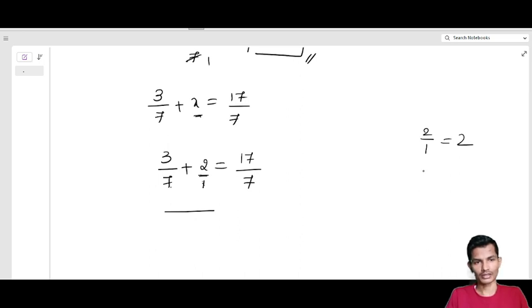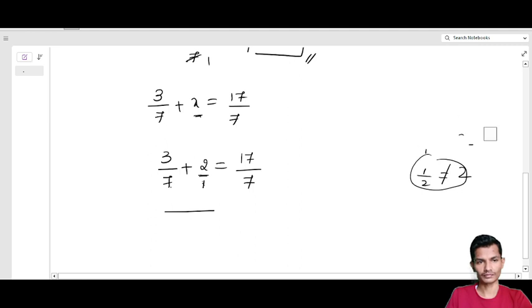Okay, but 1 by 2 is not equal to 2. This is how to remember this: 2 by 1 equals 2 only. You can write 2 as 2 by 1.